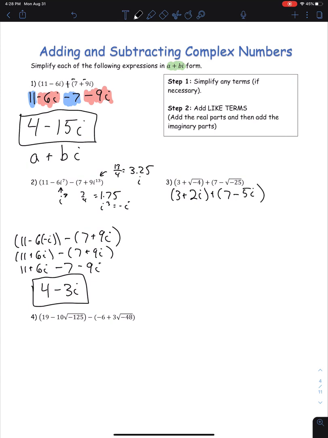That's all you gotta do. We simplified any terms. Now we just combine like terms, added like terms. So we add the real parts, that'll be 10. Imaginary parts, minus 3i.